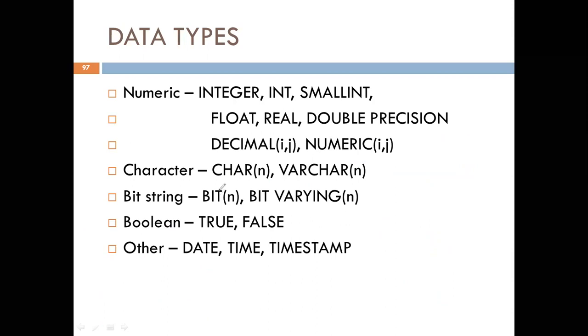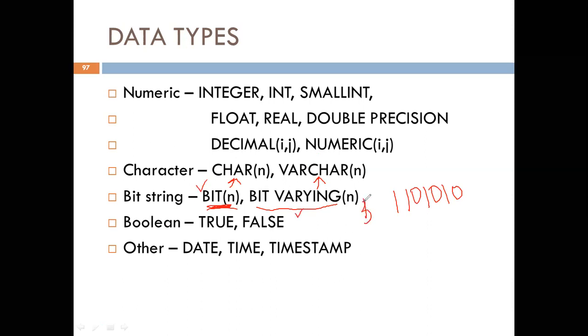So the next data type is the bit string. Suppose we want to store a binary bit pattern like this, then we can use the data type bit. So bit of n and bit varying of n. Both are the same. The only difference between them is that bit of n is just like a character of n, and bit varying is just like variable character. So the amount of memory allocation is fixed in bit, whereas it is varying in bit varying.